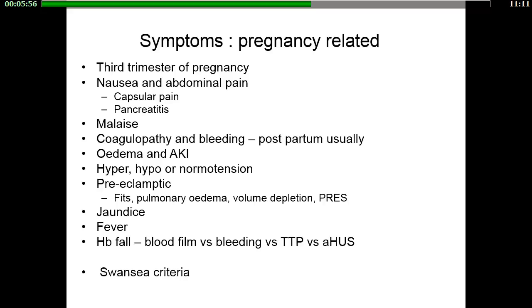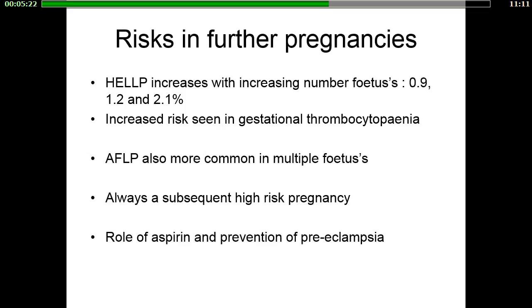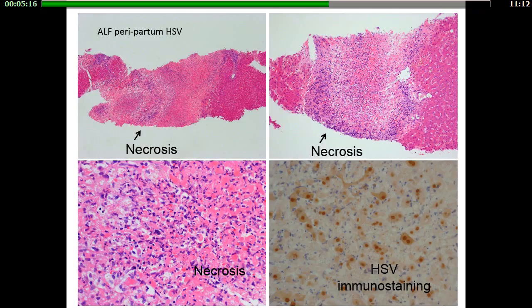They have significant coagulopathy, and this is a group, unlike most acute liver failure, who bleed. They quite often can fit, they're jaundiced, and they might have hemolysis. If they've got hemolysis, think about TTP and atypical hemolytic uremic syndrome. They can present in pregnancy. It's a clear differential of HELLP and fatty liver of pregnancy. This is an image of someone who did indeed present with pleuritic capsular pain, ruptured, and was given heparin. Big liver bleed. There is a risk in subsequent pregnancies, and genetic counselling and support is always important.